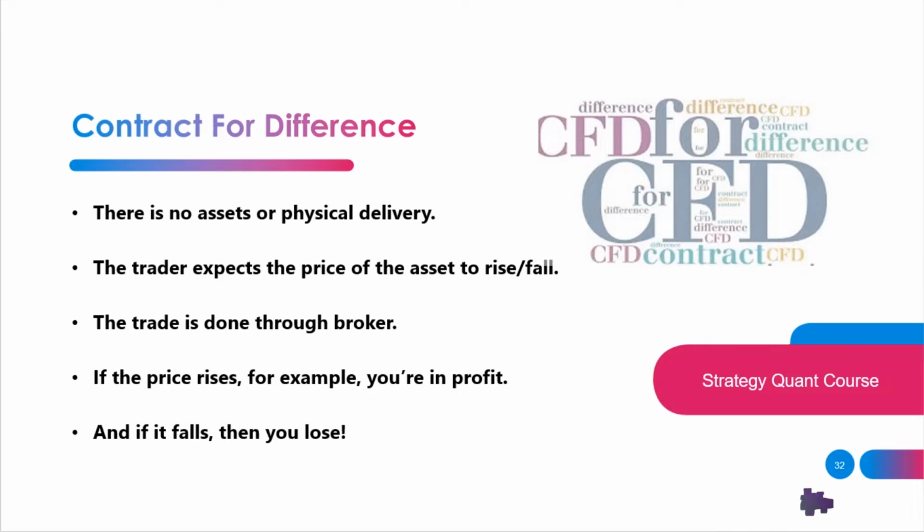You just make a profit or a loss based on the difference in the price of that asset in the future. The trader expects the price of the asset to rise or fall, based on a long or short position. We will discuss the short position in the next video. The trade is done through a broker. This means there has to be a brokerage between the traders to trade with their money. If the price rises, for example, you will get a profit, and if the price falls, you will lose if you are in the long trade.